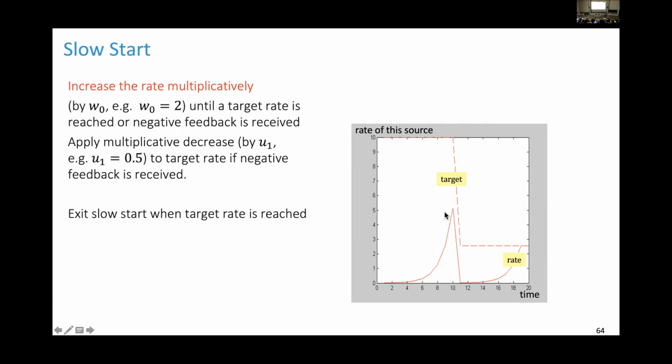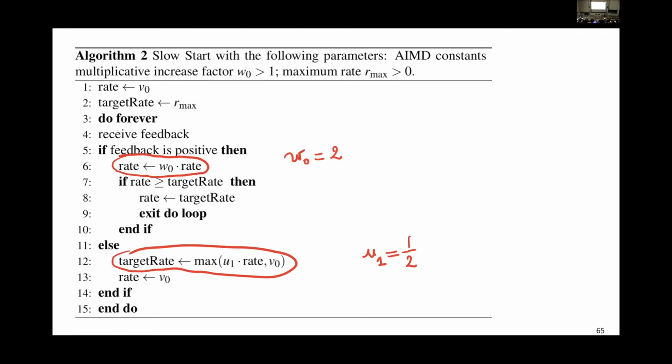And these negative feedbacks gave us some information about the condition of the network. So this rate here is more or less what I can achieve from the network. And since I'm very conservative, I take half of that rate as my target rate. So now I start from a slow rate and target half of the rate at which I received a negative feedback previously. Again, I increase my rate exponentially until I reach that target rate. And then I exit the slow start and continue with AIMD, additive increase, multiplicative decrease. This is an algorithm here where you can read it yourself.